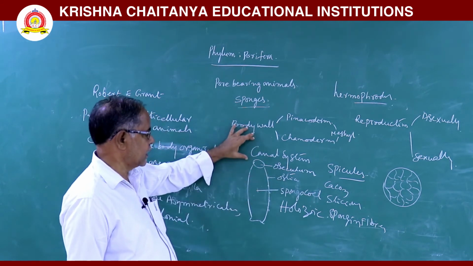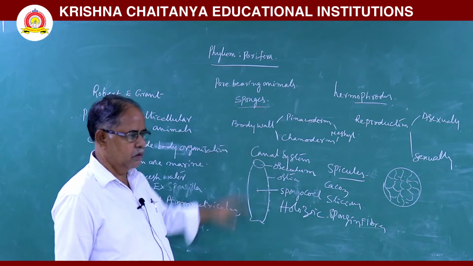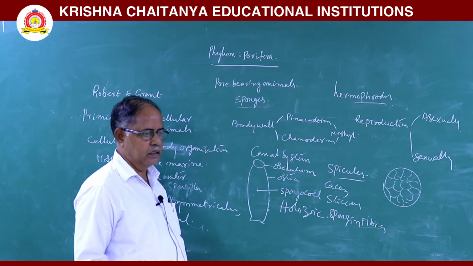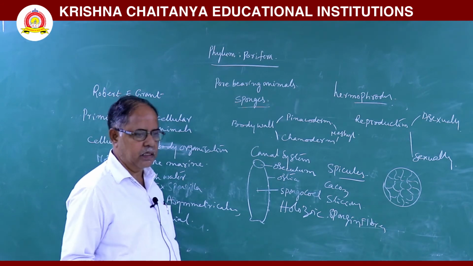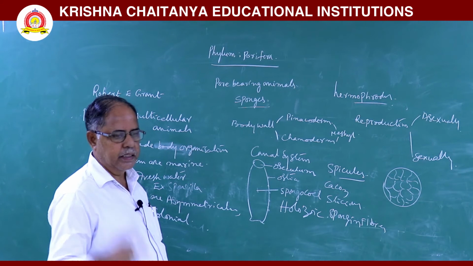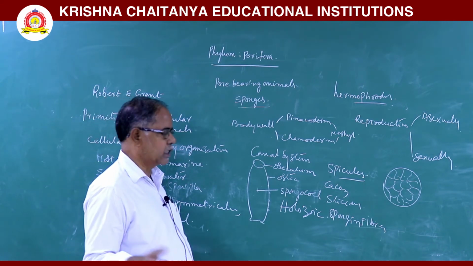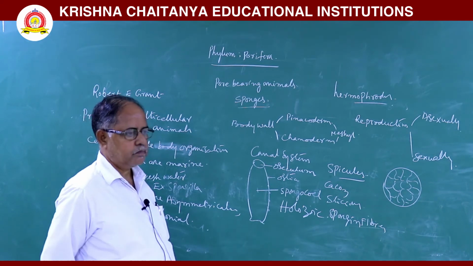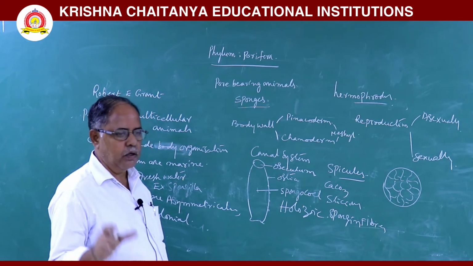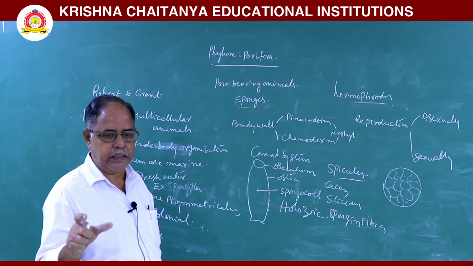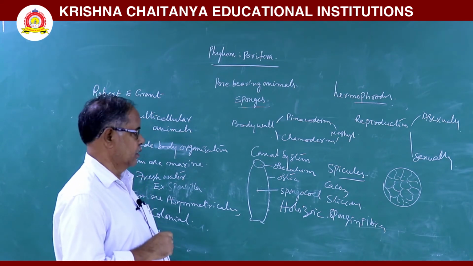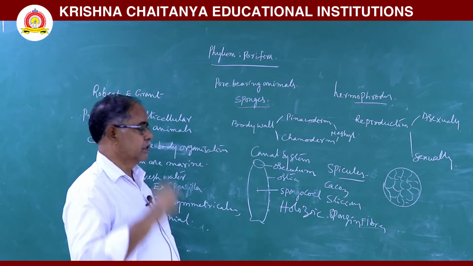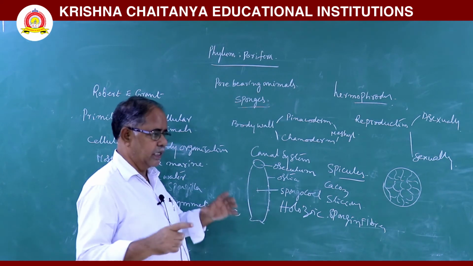So the function of the canal system is gathering food, that is nutrition. Next, exchange of gases, that is respiration. Next, elimination of the nitrogenous waste materials, that is excretion. Totally, the functions of the canal system are nutrition, respiration, and excretion. Next then, here holozoic type nutrition occurs. Next, intracellular digestion occurs.